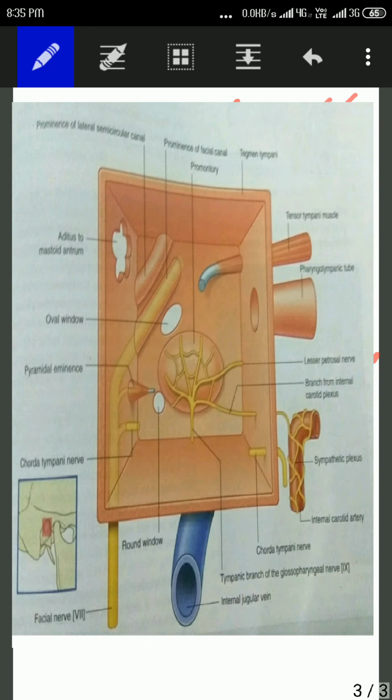Once I would like to repeat this. The anterior wall is related to Eustachian tube and tensor tympani muscle, and the posterior wall is related to aditus to mastoid antrum and pyramidal eminence. The medial wall has several structures. First is our prominence of lateral semicircular canal, then is the prominence of the facial canal, then is our oval window, then is our round window, and we have finally the promontory, which is formed by the three nerves as we can see here. Then we have the roof, and then we have the floor.